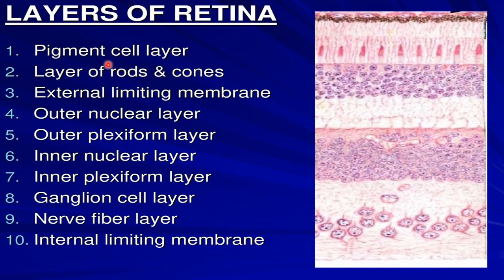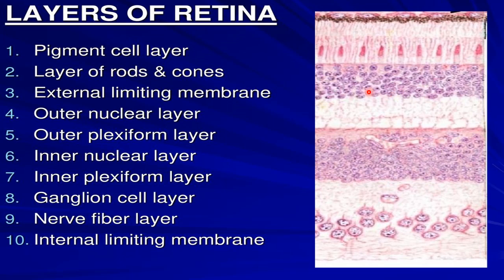Next to that is the photosensitive layer, which is the layer of rods and cones, which are the photosensitive neurons. The rods and cones are present in the second layer. Third one is the external limiting membrane.